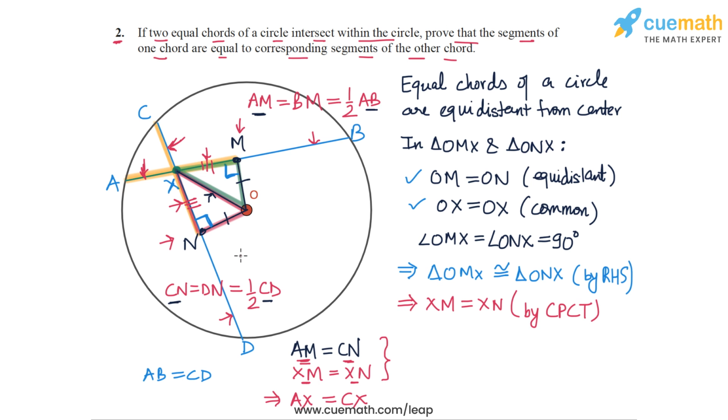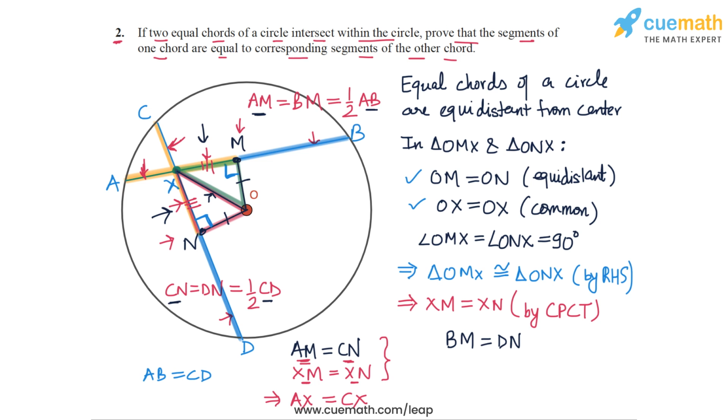and similarly we can prove that BX is equal to DX, and to do that I will make use of the fact that BM is equal to DN. So this part BM and this part DN, these two are equal because they are halves of their respective chords and the chords are equal. So BM is equal to DN, and now to BM if we add MX and to DN if we add NX, we will get BX and DX.